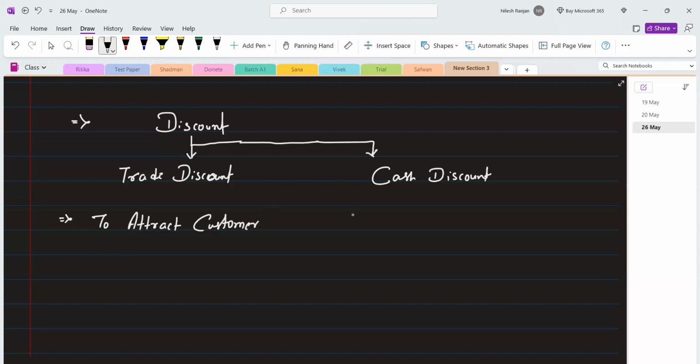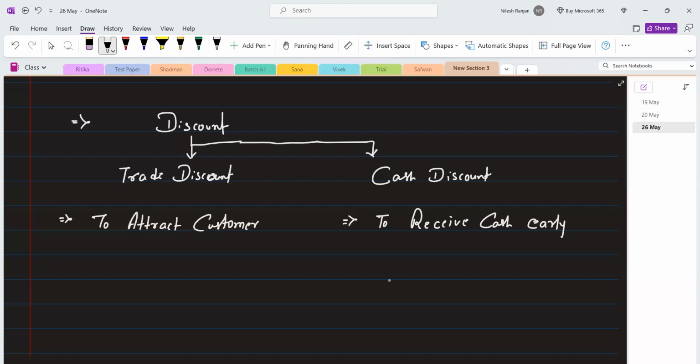Now, what is a cash discount? Why is it given? Cash discount is an original discount. It is not given to every person. It is given only to those persons who will pay cash on an earlier basis, meaning they will pay earlier. So it is to receive cash early. You want to receive your cash early, so that's why cash discount is given.